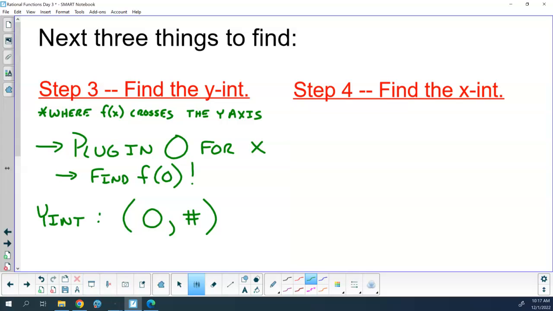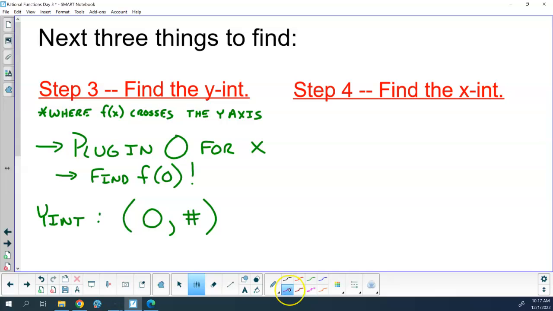Second point you're going to graph, actually, let me tap the brakes. How many y-intercepts can you have? One. You can only have one. Can you have none? Yes, because if your vertical asymptote is x equals 0, then you won't have one. Otherwise you'll have it. But the maximum you can have is 1. Next one is going to be find the x-intercept.